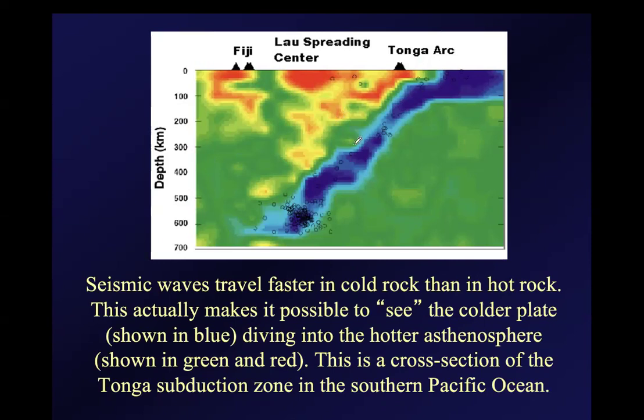And this is really cool because this lets you take almost like an ultrasound picture of the asthenosphere of the Earth. So this is a cross-section of the Tonga subduction zone in the southern Pacific Ocean. And this blue area right there is the edge of the Pacific plate, and part of it is sinking down into the asthenosphere. And you can see it maintains its identity all the way down to about 600 kilometers.